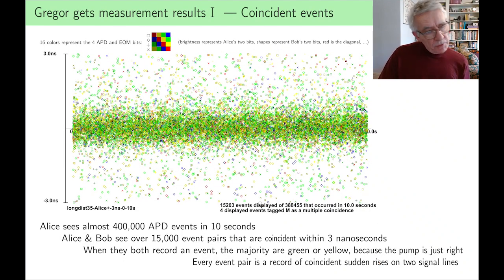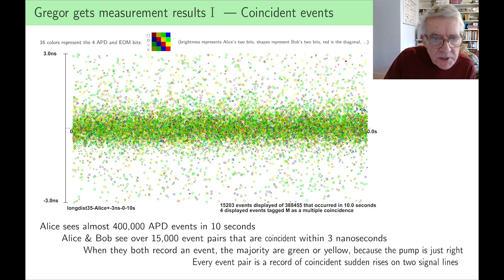So when Gregor performed this experiment, he got experimental results. And here is a graphic of 15,000 of those event pairs. Because Alice sees almost 400,000 APD events in a 10-second period, which is how long this is from here to here. But Alice and Bob see only 15,000 event pairs that are coincident within 3 nanoseconds from top to bottom here.